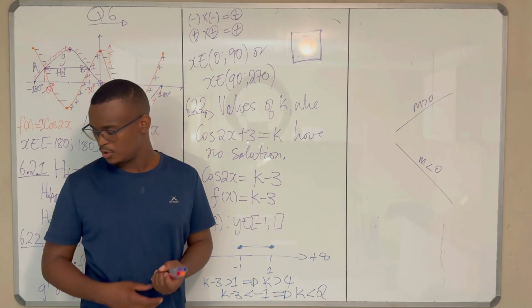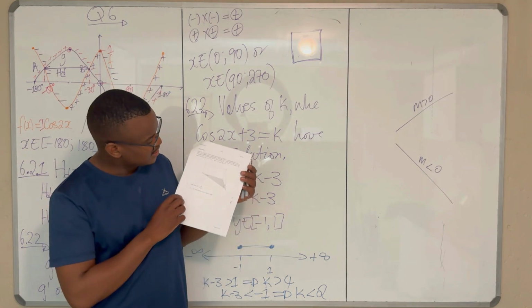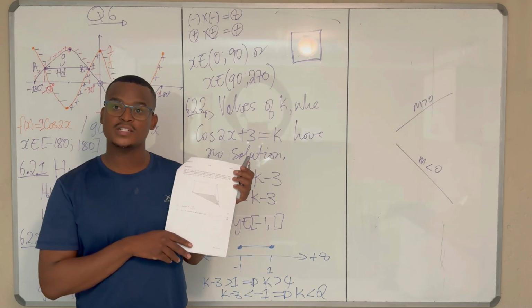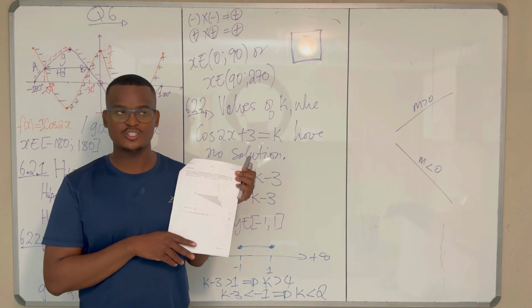Thank you for watching. So we're going to go to the next question, which is question 7. Last question of trigonometry, and then we're going to do Euclidean geometry. So let's go.